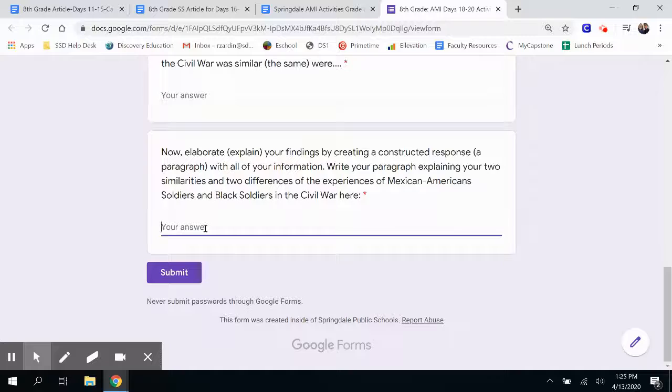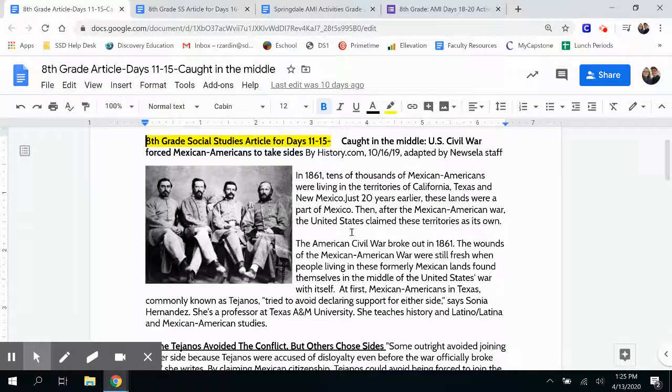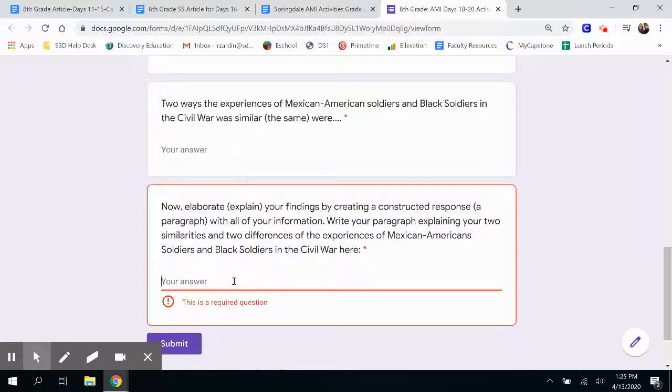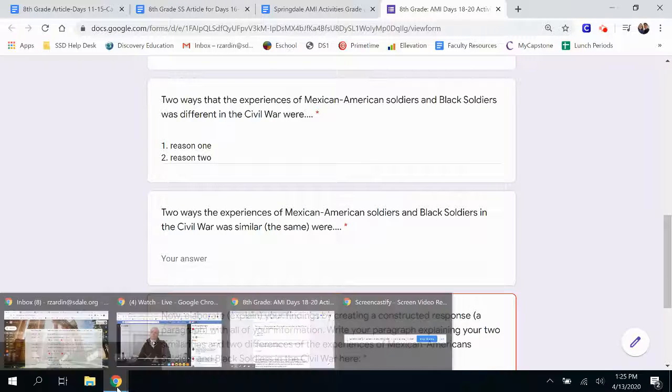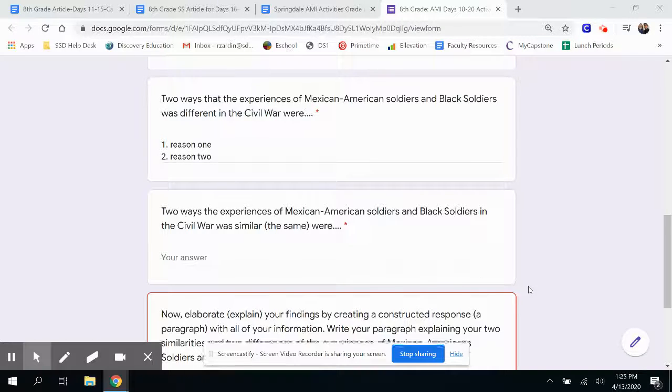Okay? So this is why this is going to take you a few days, because you're having to go through each of these articles and pull information from them. Figure out what's similar about the 2 groups, what's different about the 2 groups, list it here, and then create a written response to kind of summarize all of this. So if you get stuck on anything at all, you have any questions at all, please don't hesitate to send your teacher an email. I'd love to help you out with this.